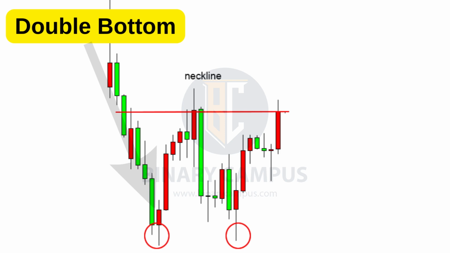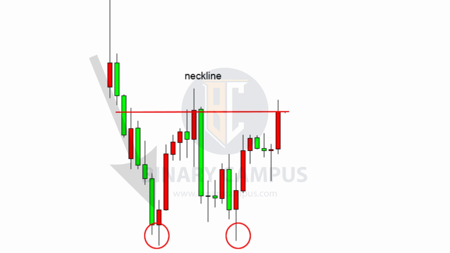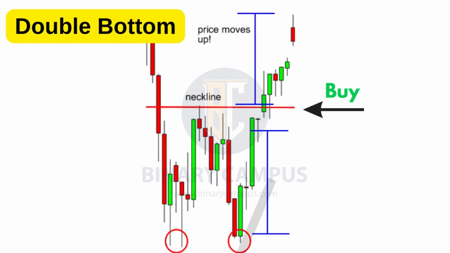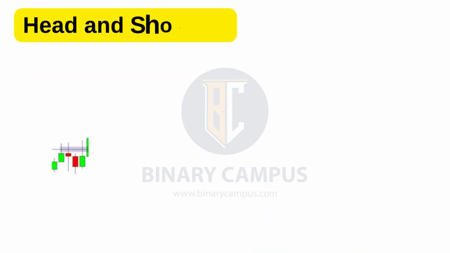This is a sign that the selling pressure is about finished and that a reversal is about to occur. Look at this. The price broke the neckline and made a nice move up with the double bottom. We would place our entry order above the neckline because we are anticipating a reversal of the down. The stop loss is placed below the second valley.